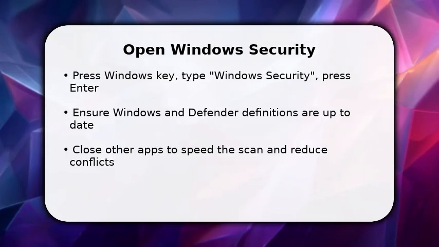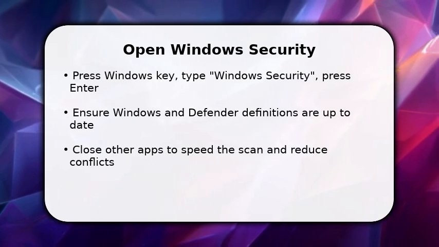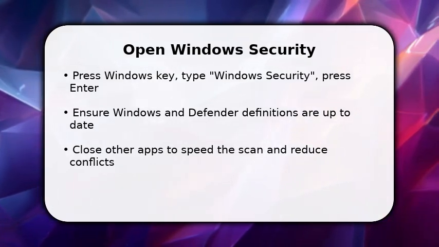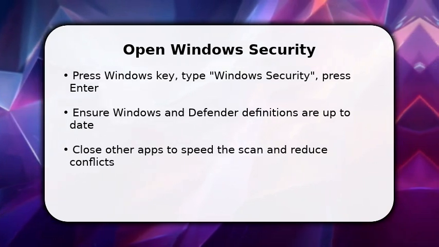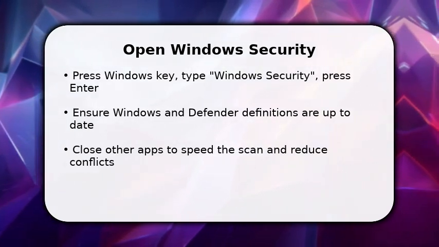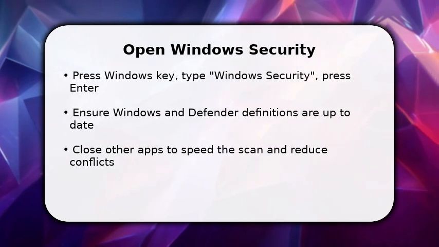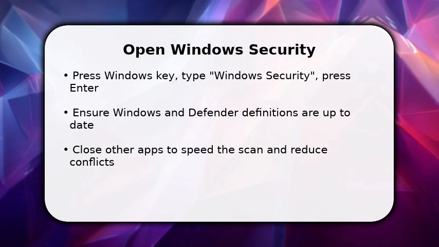You start by opening Windows Security so you can scan now. Press the Windows key, type Windows Security, and hit Enter. Once the app opens, you should check for updates under Virus and Threat Protection. Make sure definitions are current so the scan detects the latest threats.